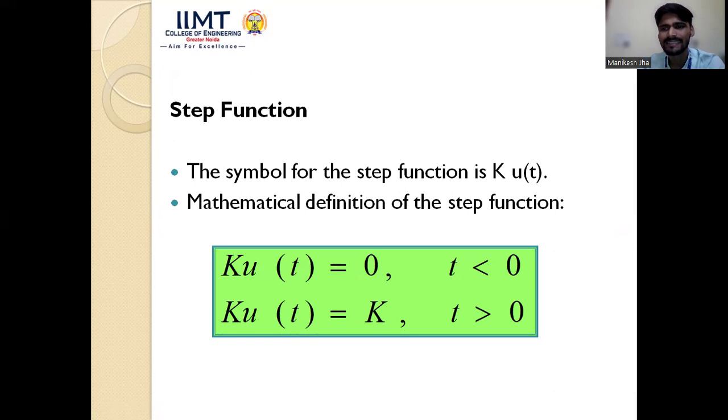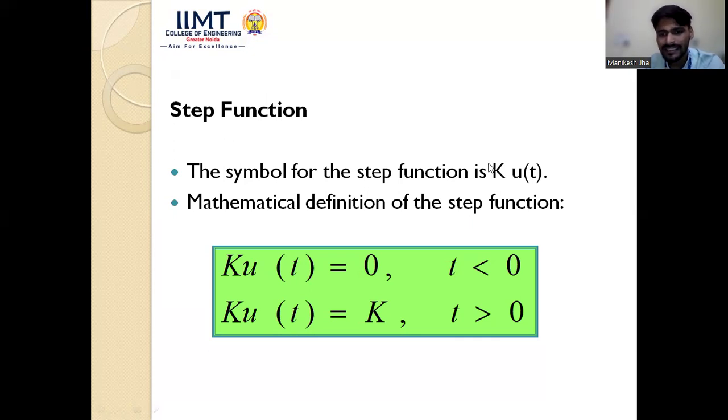Next, the basic signals. What are the basic signals? We already discussed that the first signal is the step function, the unit step function. The symbol for it is K u(t). u(t) is your unit step function. For the unit step signal, it is defined as: for t greater than or equal to 0, it is 1; for t less than 0, it is 0.